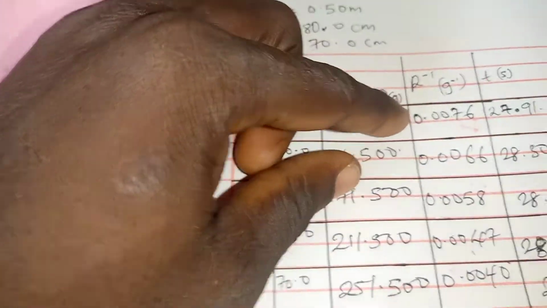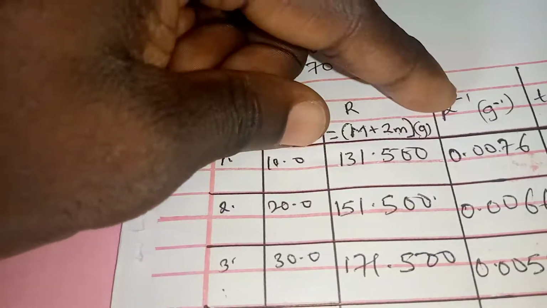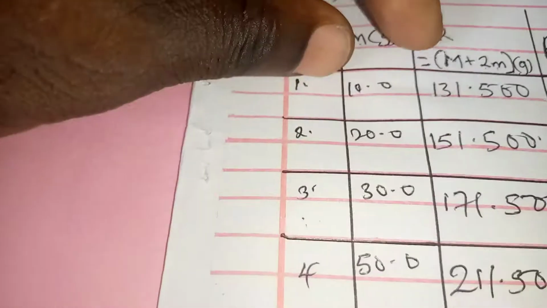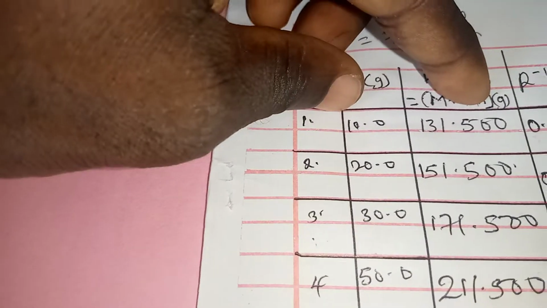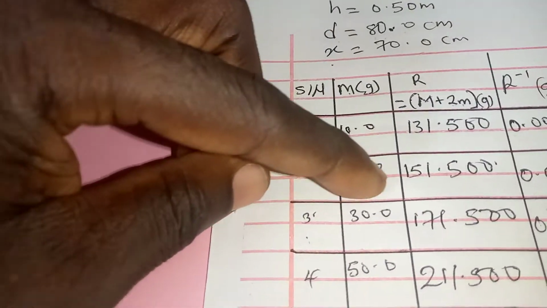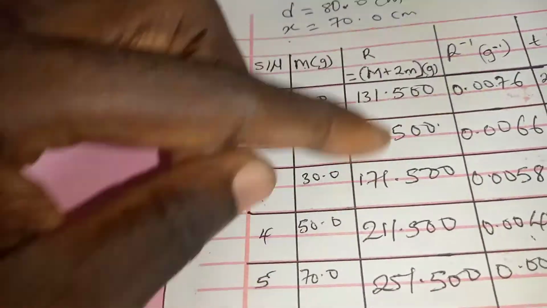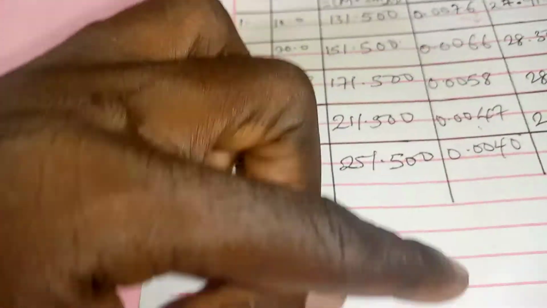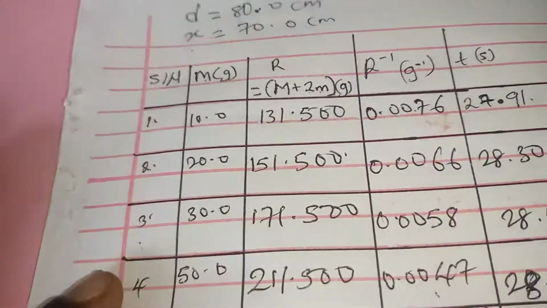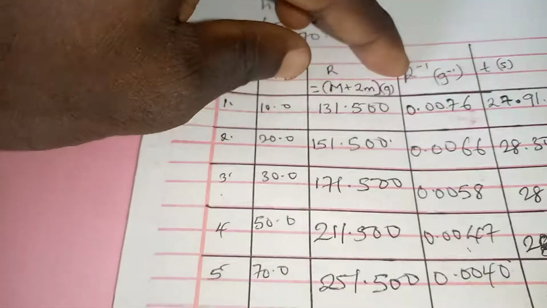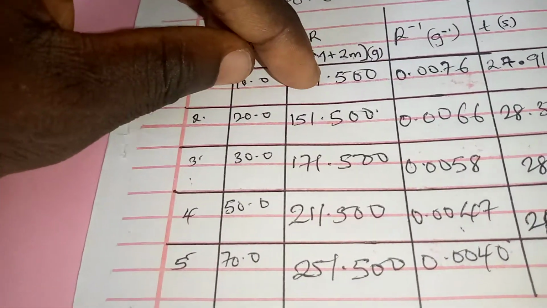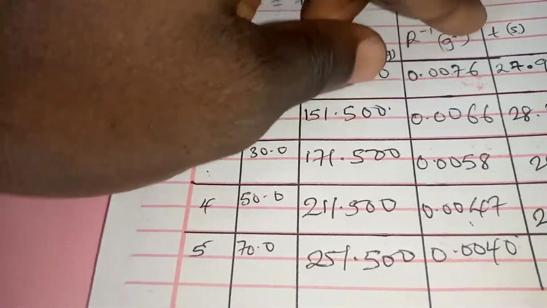After that we are going to evaluate the inverse, and the unit is going to be per gram. So how do I get that? I'll divide. So I'm evaluating the inverse. The quantity is M plus 2m, where M is the mass of the meter rule plus 2 times this mass here. So also for this. That's how you get all the values in this column. Then you evaluate the inverse, which is 1 divided by all these values here.